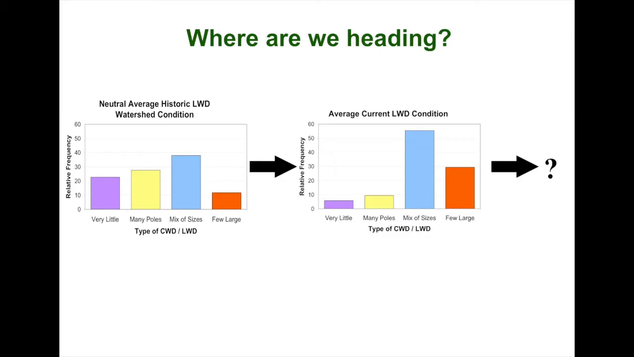And then where is this going? Well, if we're not going to respect that these are disturbance-driven landscapes, then this is only going to be heading in one direction. And pretty soon most of your riparian zones will have only those occasional large pieces of wood.